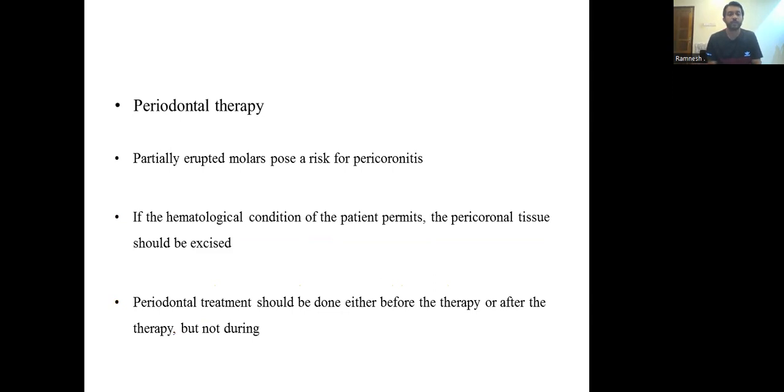Periodontal therapy. Partially erupted molars pose a risk of pericoronitis. If the hematological condition of the patient permits, pericoronal tissue should be excised. Periodontal treatment should be done either before therapy or after, but not during the therapy.